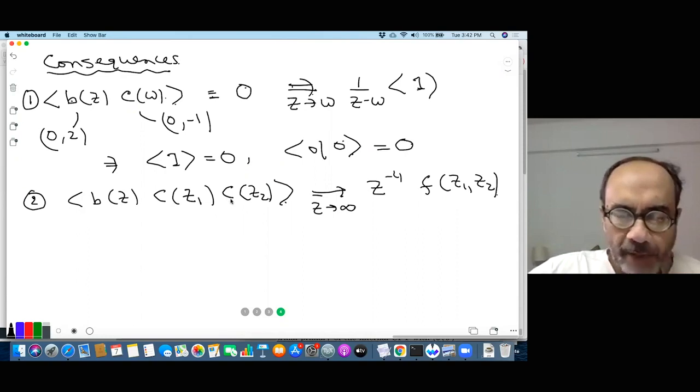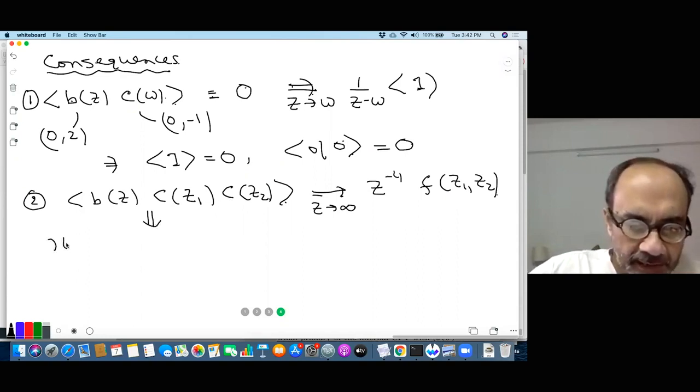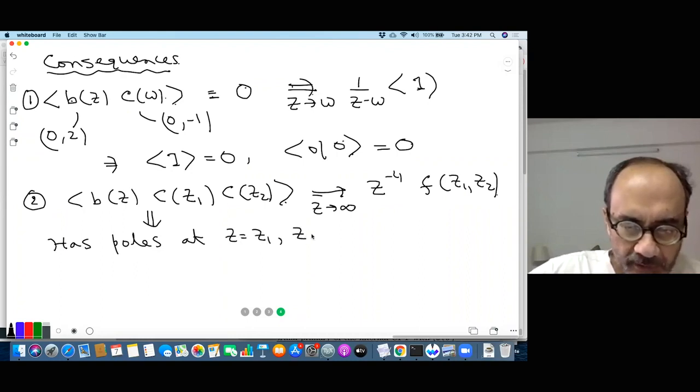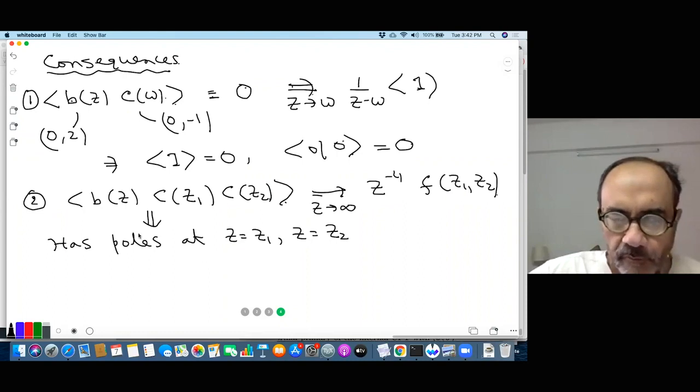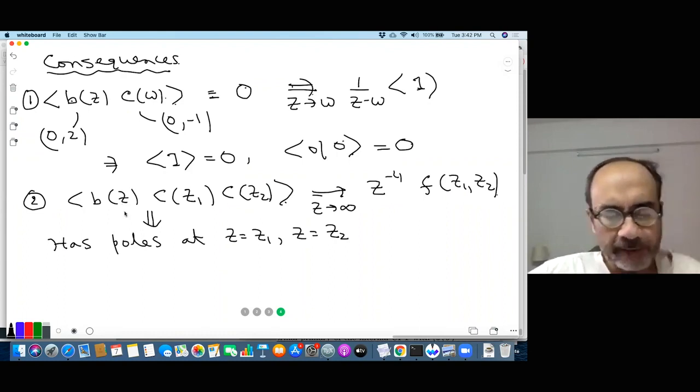On the other hand, from the operator product expansion, we know that this one has poles at Z equal to Z1 and Z equal to Z2. Okay. And it's an analytic function, because it's a function of Z, so it's holomorphic or meromorphic, because del Z bar of this will be 0.